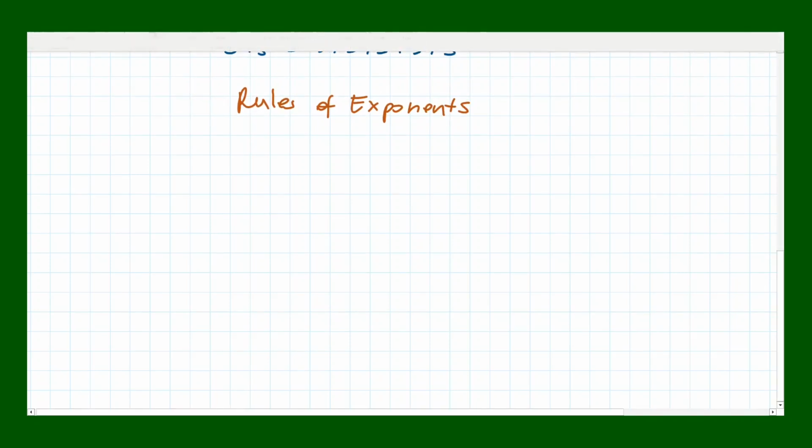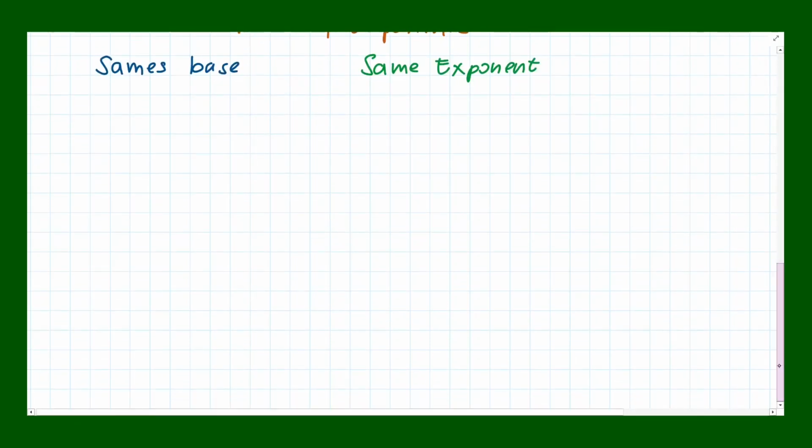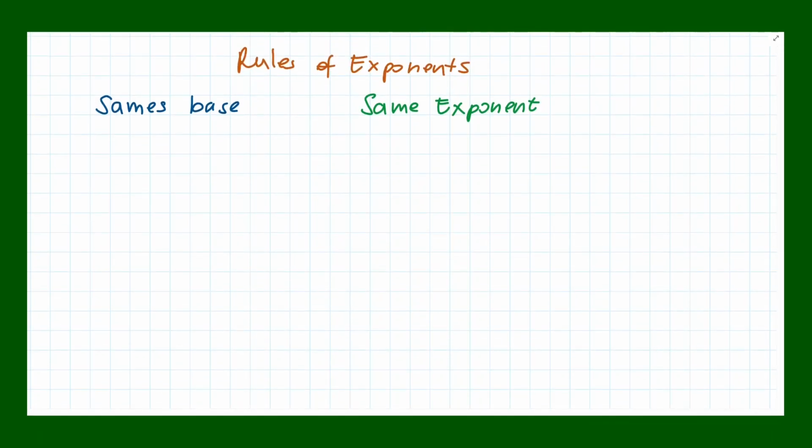I'm going to group them into 2 different sections. One will be when we're talking about the same bases, and the other one, and I'm going to use different colors for them, will be when we're using the same exponent. Okay, let's bring that a little bit further down, and then let's dive in and look at all these different rules. So let's start with the rules when the bases are the same.